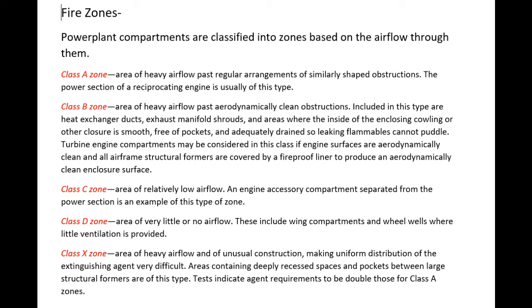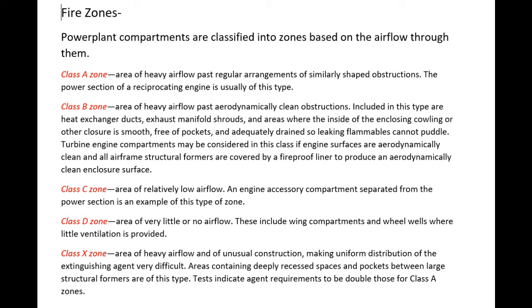Class D fire zones are defined as interior wing structures and wheel areas that have little to no airflow, right? If we look into inside wing structure, our wheel wells, we don't really have a whole lot of airflow flowing through there typically.